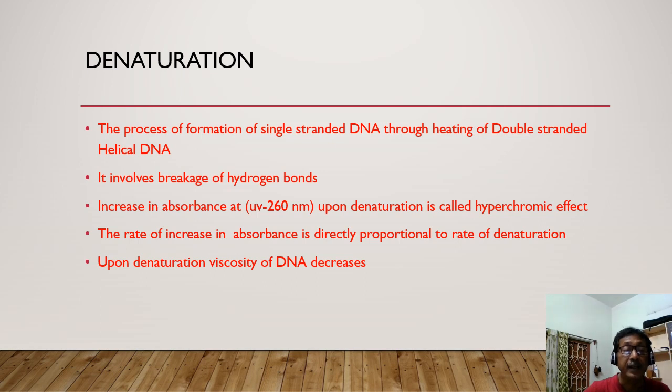Here we find that there is an increase in absorption whenever we apply UV light of 260 nanometer wavelength, and this is called the hyperchromic effect. The rate of increase in absorbance is directly proportional to the rate of denaturation. Upon denaturation, viscosity of the DNA decreases.